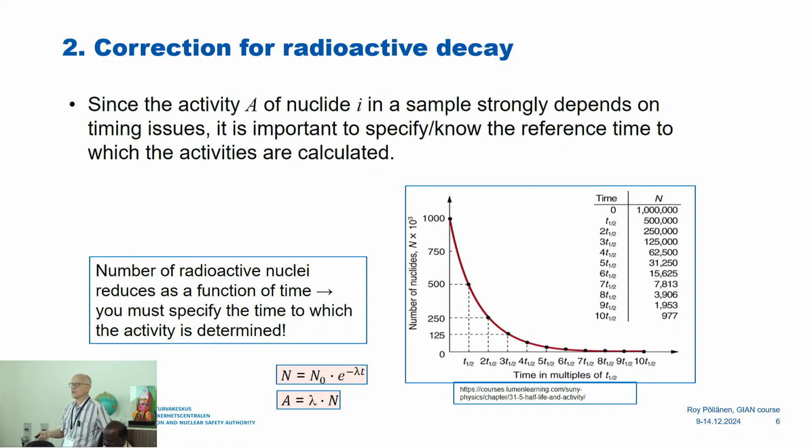But when you determine the activity, you have to select what is the correct time when you report your results. Is it here, here, or where? That's one of the key issues. So the number of radioactive nuclides reduces as a function of time. You know these equations. You must specify the time to which you report the activities.